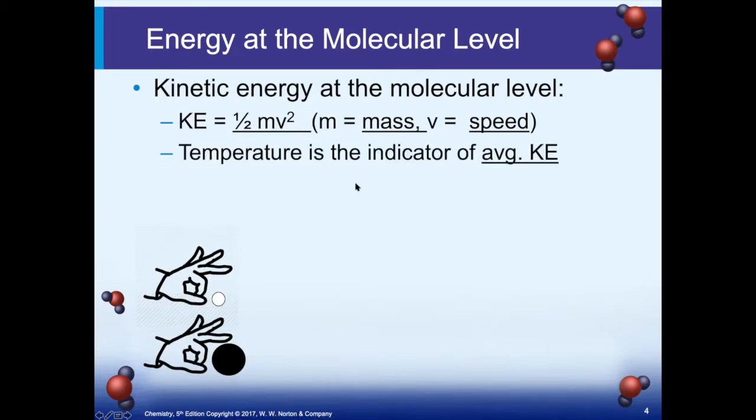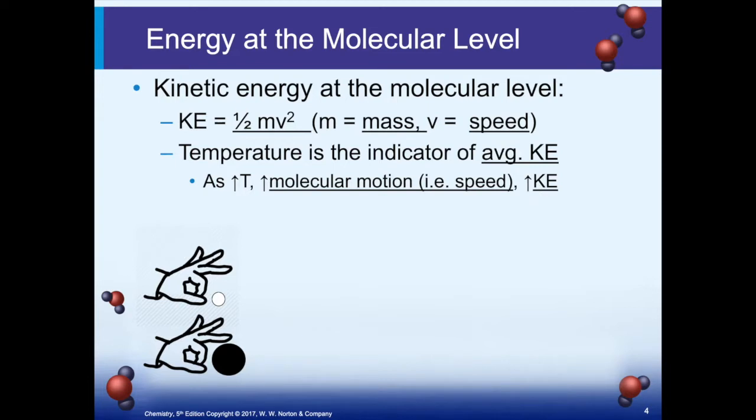Now, in chemistry, what we usually use to indicate the kinetic energy is temperature, because temperature is taken to be an indicator of the average kinetic energy of a system. Temperature is the indicator of the average kinetic energy of a system. So again, at the molecular level, as we increase the temperature, we're causing all those molecules or atoms to move faster. So as we increase temperature, we increase molecular motion, also known as the speed, right? And so therefore we increase the kinetic energy of that sample of molecules or atoms or whatever it might be.